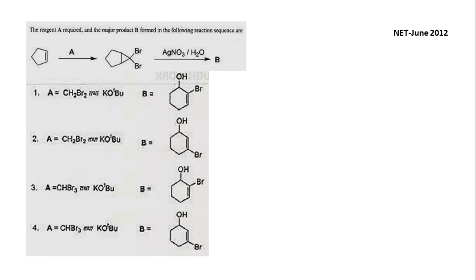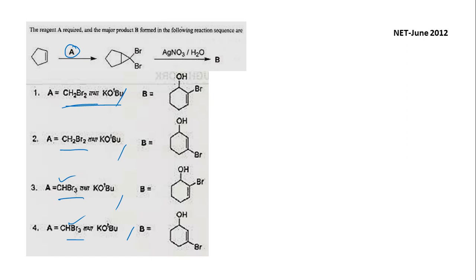Probably this is the last question. The reagent A required and the major product B. So in the first reaction, both starting material and product are given, you just have to recognize A. Now look at what is given: CH2Br2 and potassium tert-butoxide. This is a common base, fine. Now CH2Br2 in option 1, 2, CHBr3 in option 3, 4. So obviously this is better. So 1 and 2 we can cancel.